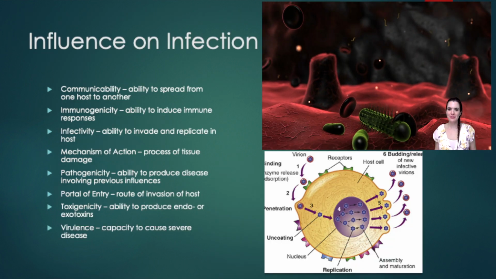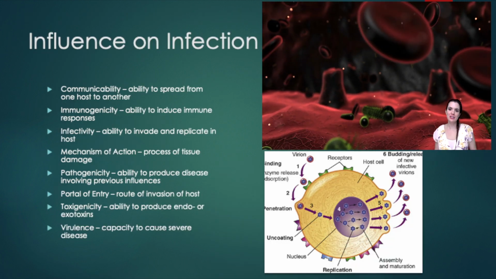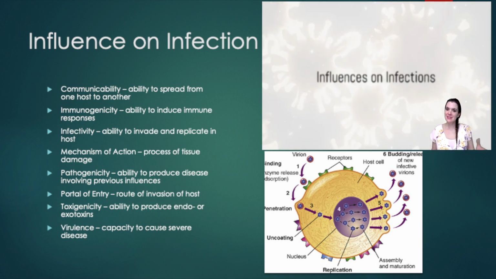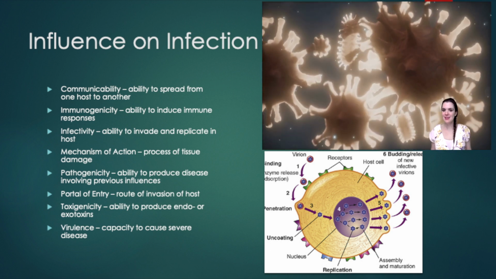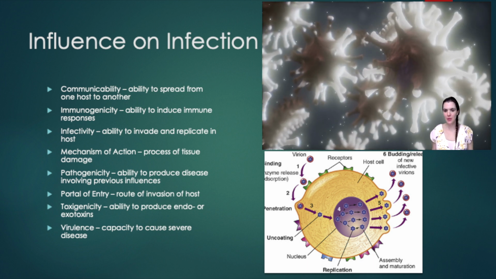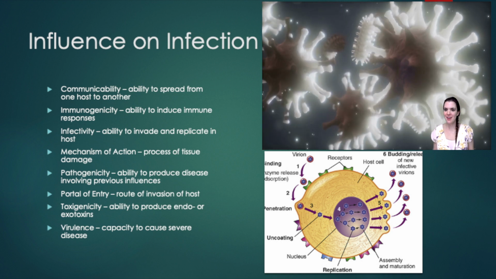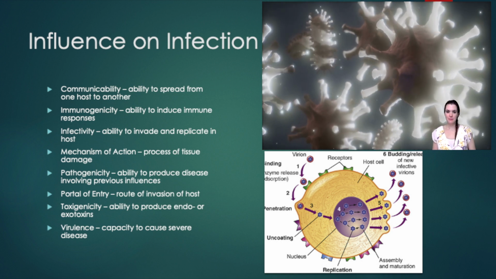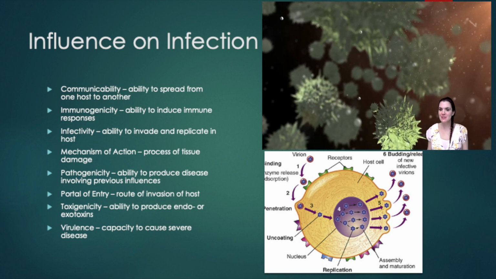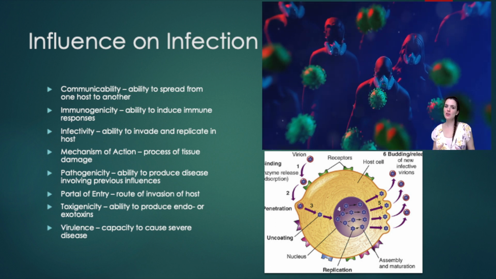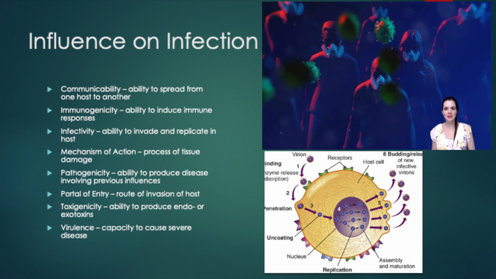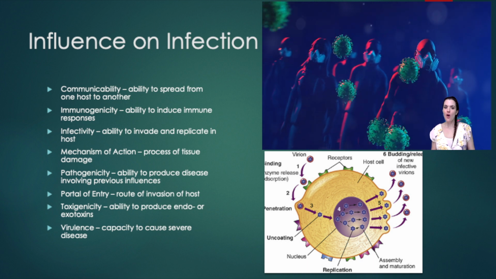There are many other influences on the occurrence and pathogenesis of infections. Some terminology to be aware of is listed here. Communicability is the ability of microbes to spread from one host to another. The more communicable a pathogen, the easier it is to spread disease. For example, influenza, norovirus, mumps, and tuberculosis are highly communicable in that they can spread easily from person to person via droplets, the air, or contact.